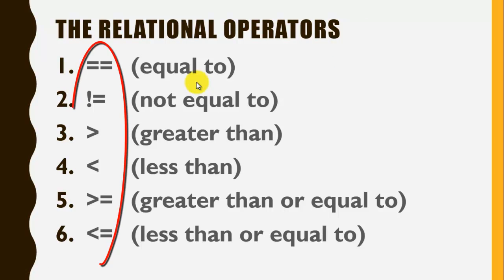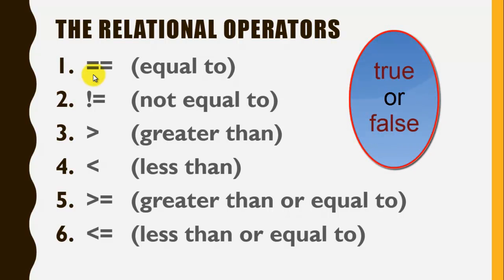Basically we have 6 relational operators: equals to, not equals to, greater than, less than, greater than or equals to, and less than or equals to. All the relational operators give only two results, either true or false.